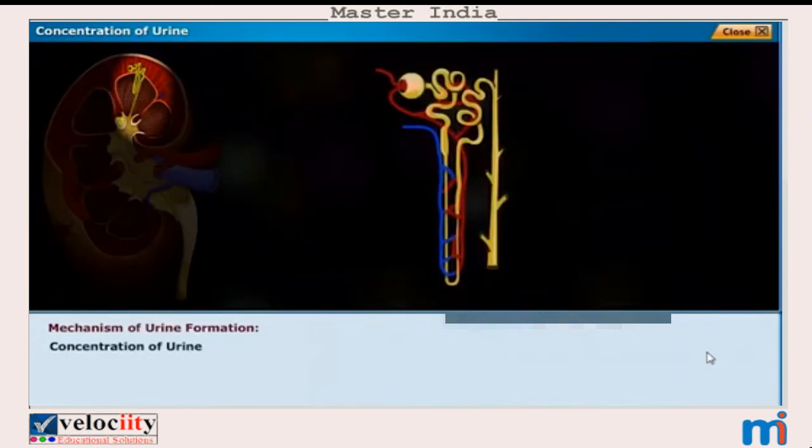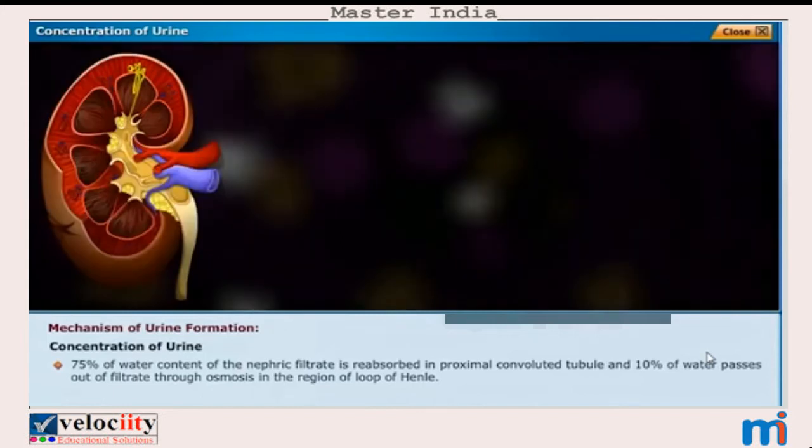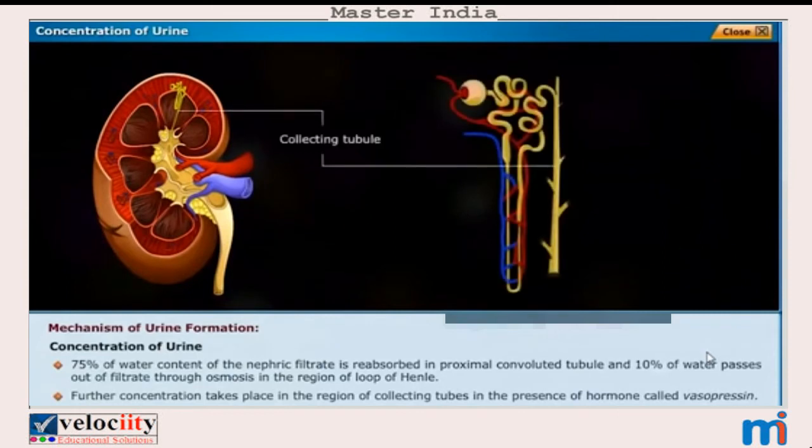Concentration of urine. 75% of the water content of nephric filtrate is reabsorbed in the proximal convoluted tubule, and 10% of water passes out of the filtrate through osmosis in the region of the loop of Henle. Further concentration takes place in the region of collecting tubes in the presence of a hormone called vasopressin.